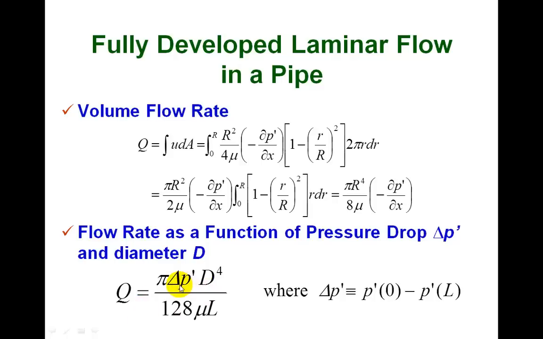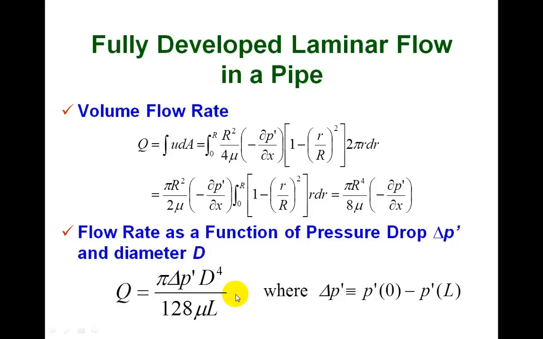When you know the pressure drop and you want to know the flow rate, you have Q is pi delta P d to the 4th power divided by 128 times viscosity times L. Or if you want a certain flow rate and you want to figure out what the pressure drop should be, then you can quickly solve using this equation. You'll get delta P prime is 128 mu times L times Q divided by pi d to the 4th power.